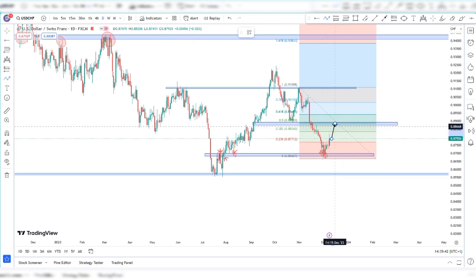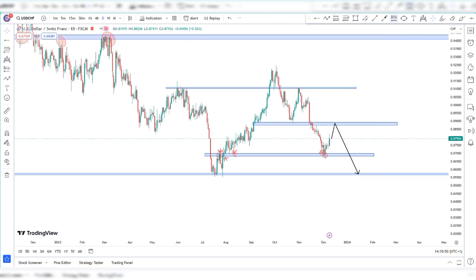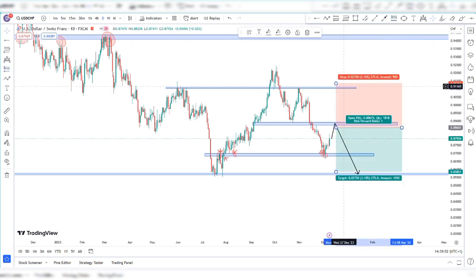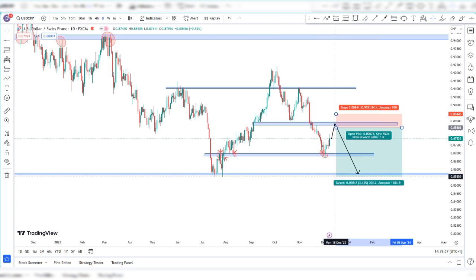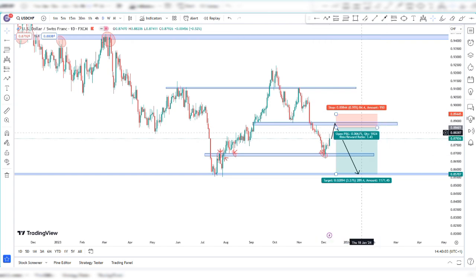If price gives us a sell signal from here, then you can confidently sell to the downside, which is where my bias is heading towards. So I'm looking for a sell here, and just aiming for about 300 pips, also 290 pips in profit. That's what I'll be looking out for.